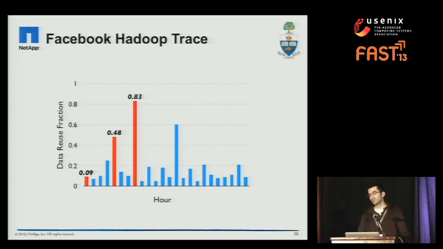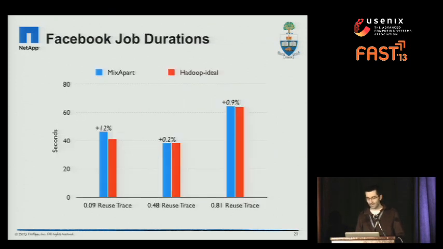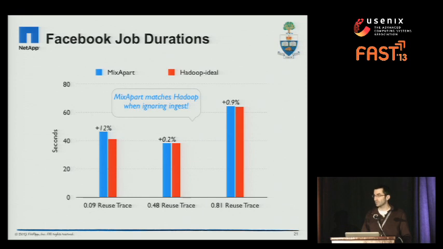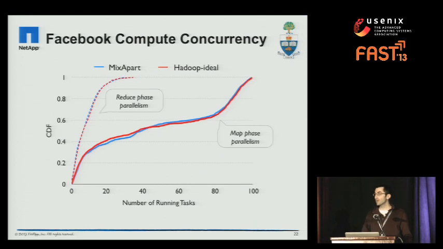We also did some experiments with Facebook traces. We got some traces from Yanpeng, from the Berkeley team, and we used their framework to replay these traces. We chose 3 hours from a large Facebook Hadoop trace with various reuse for replay. And I'm showing here the job durations in seconds on the y-axis for the 3 traces, right? And you can see again that MixApart matches the Hadoop version when ignoring ingest, the ideal version of Hadoop. I'm also showing compute concurrency here. It's a CDF, but the takeaway from this slide is that the map phase parallelism and the reduce phase parallelism curves are similar.